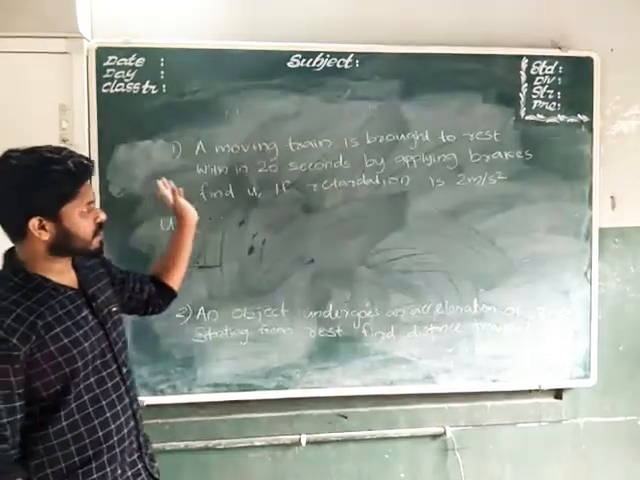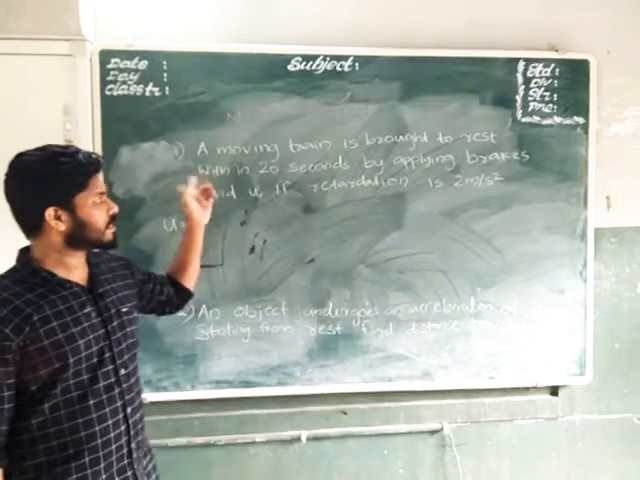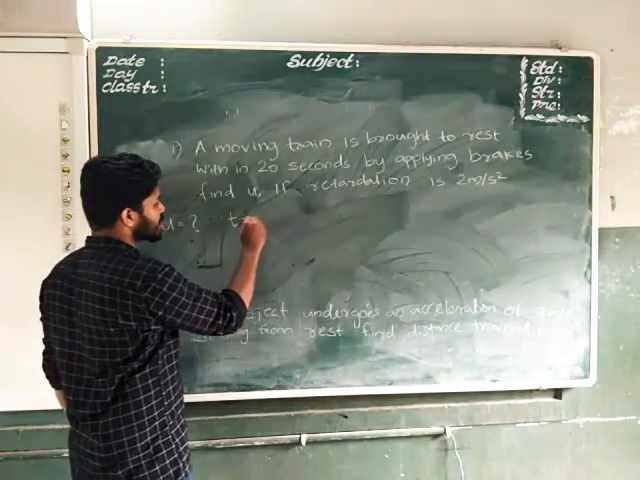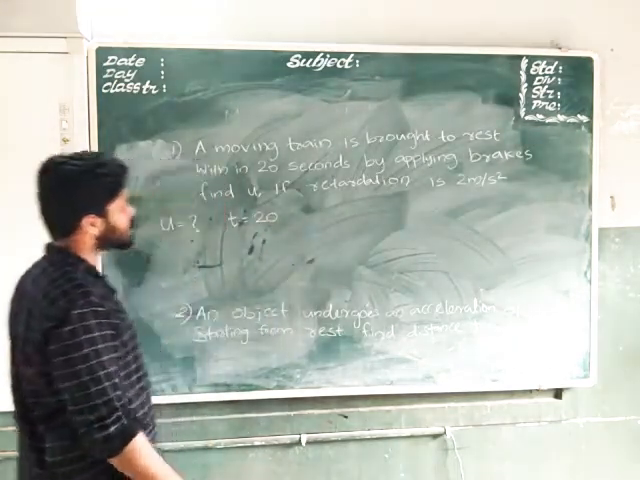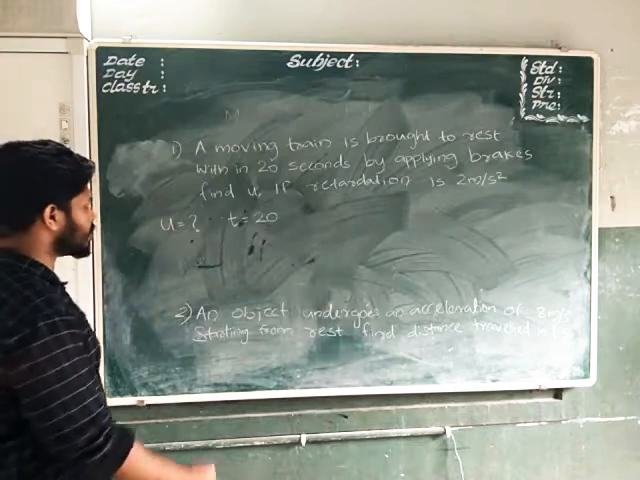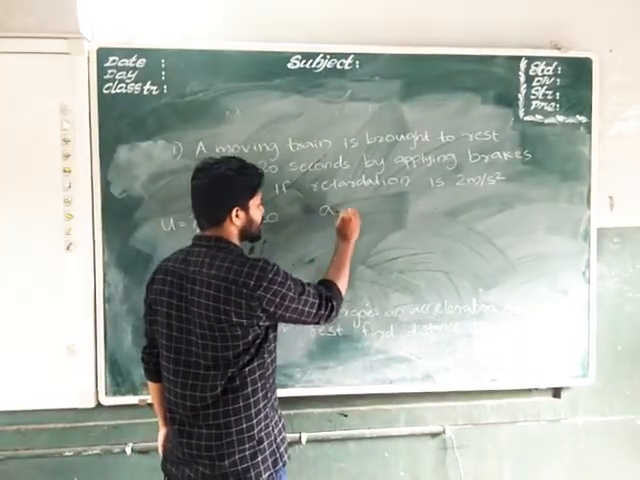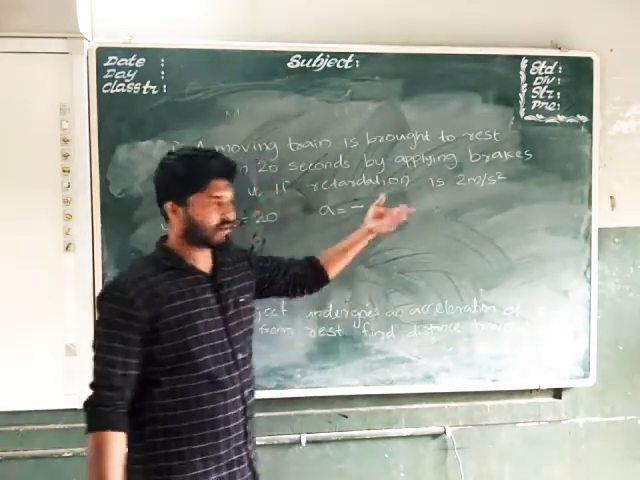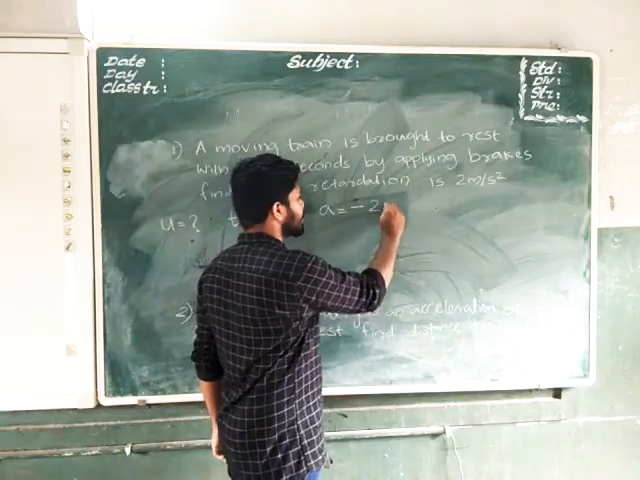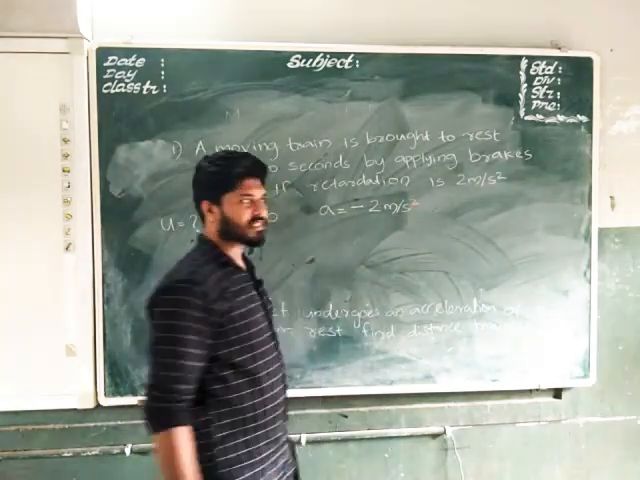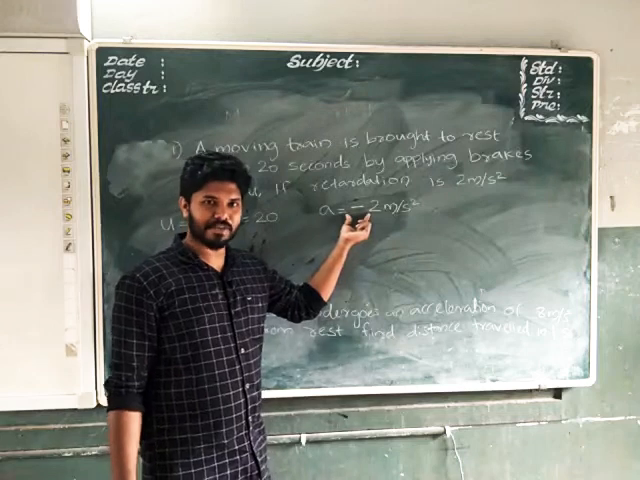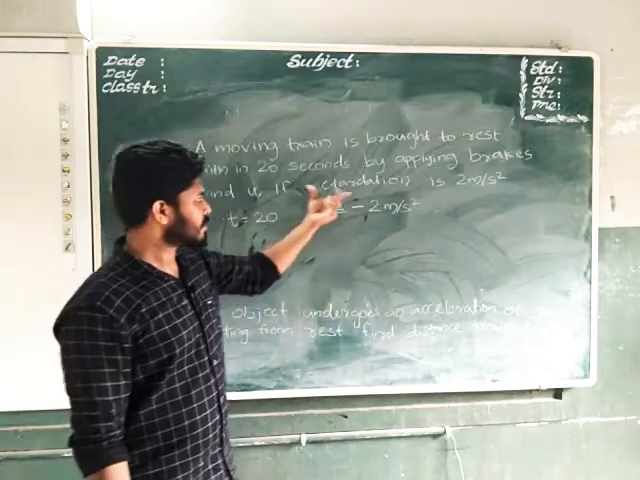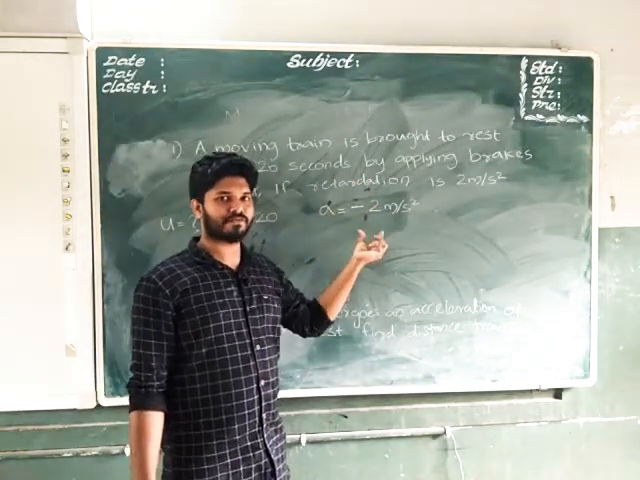So what are the given things? A moving train is brought to rest within 20 seconds. Time is given: time is equal to 20 seconds. If the retardation is 2 meter per second square, acceleration is given, but it is retardation. Retardation means negative acceleration, so we write minus 2 meter per second square. Be careful: you have to put this minus symbol, otherwise your answer will become false. When you see the term retardation, you have to put the minus symbol.